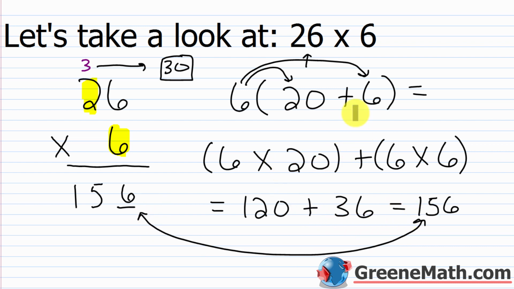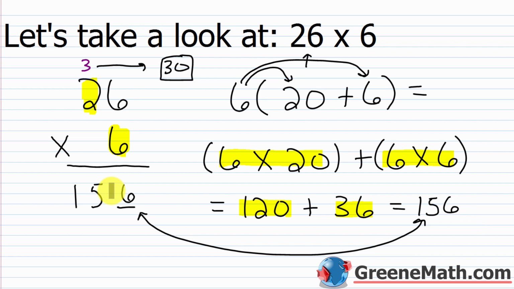So looking at this, we can basically see that this over here, this vertical multiplication, is just a condensed version of the distributive property. That's all it is. I started out by doing 6 times 6. That's right here. 6 times 6 gave me 36. Then I did 6 times 20. It looks like 6 times 2, but that 2 is in the tens place, so it's really a 20. So I did 6 times 20, and that gave me 120. Now, I added 120 and 36, and I got 156.